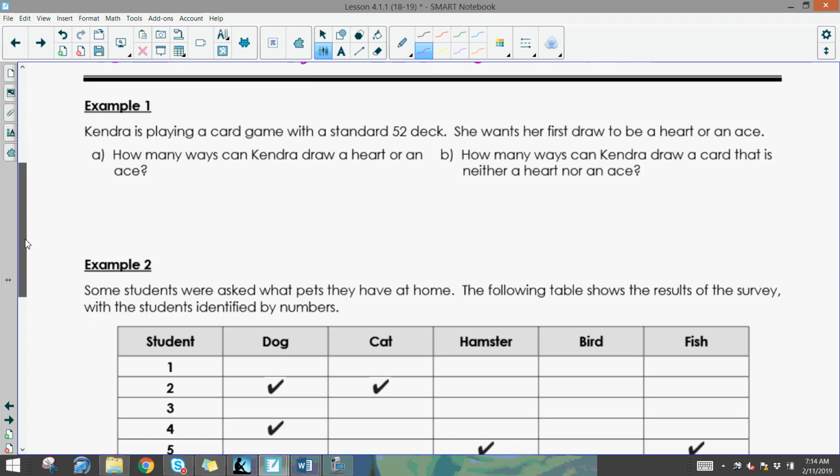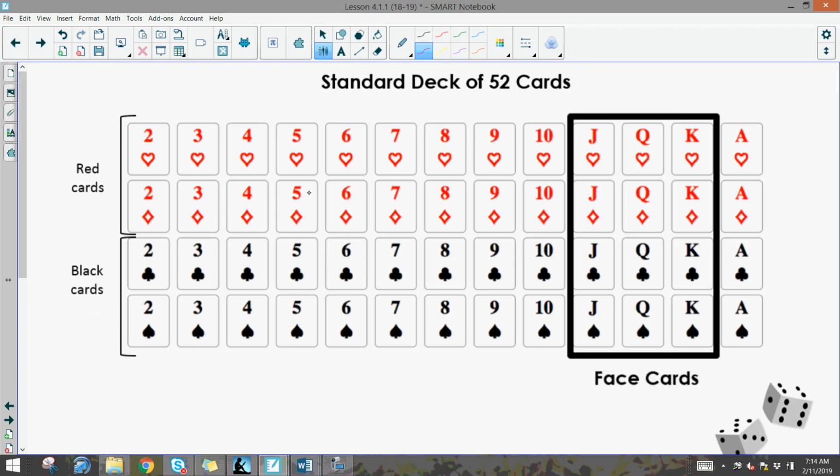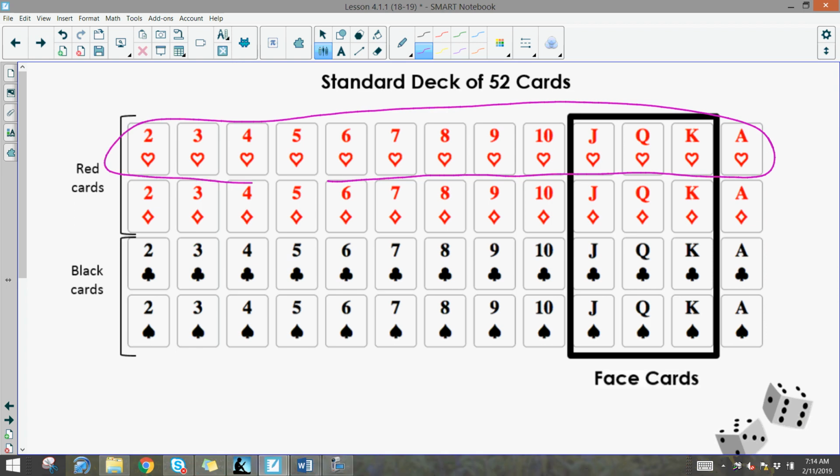So if we look at example number 1, it says Kendra is playing a game with a standard 52 card deck. She wants her first draw to be a heart or an ace. How many ways can Kendra draw a heart or an ace? If you look at our standard deck, a heart is all of these guys right here, and then an ace is all of these guys right here. A couple things, you guys, there's always 13 in every denomination, 13 hearts, 13 spades, 13 diamonds, 13 clubs, and then there are 4 of each. So 4 2s, 4 3s, 4 4s, etc. So this is 13 cards because there's 13 hearts, and then 14, 15, 16.